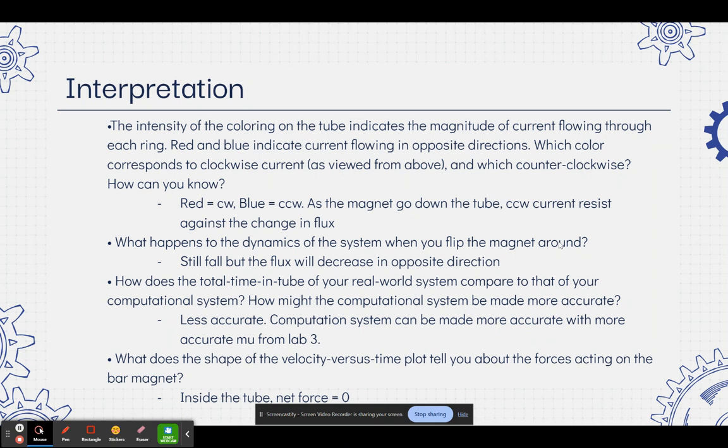And how does the total time in the tube in the real world compare to the computational model? It's less accurate. The computational system can be made more accurate with a more accurate mu from lab 3.